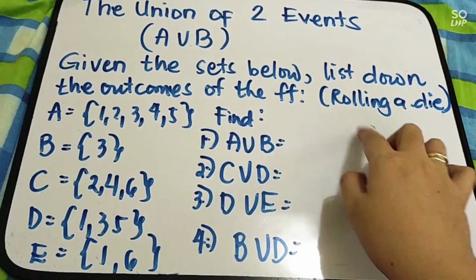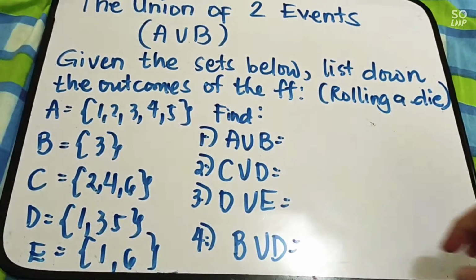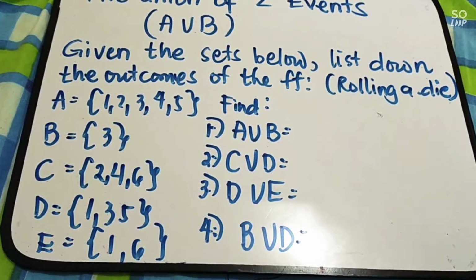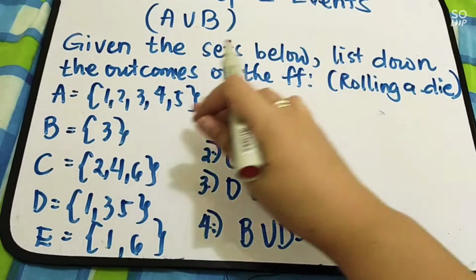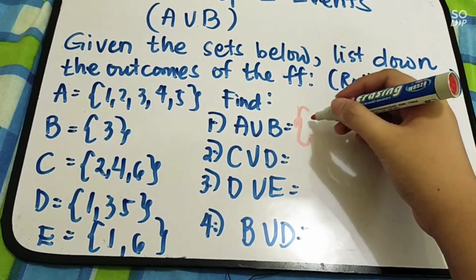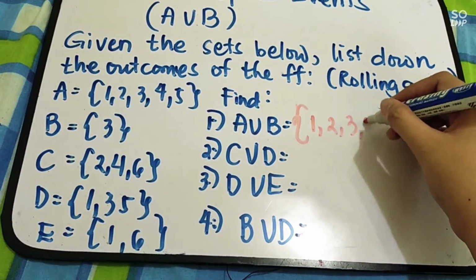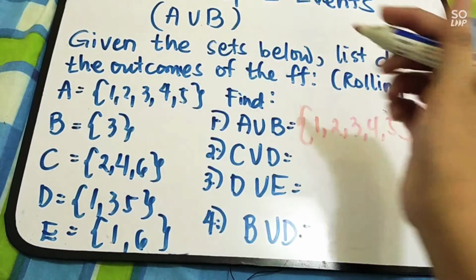Rolling a die. So these are the outcomes. So we have set A, B, C, D, and E. Find A union B. For us to have the A union B, we just write it down. Here the 3 is the same, so no need to write it again. So the answer is 1, 2, 3, 4, and then 5. That is A union B when you combine them.